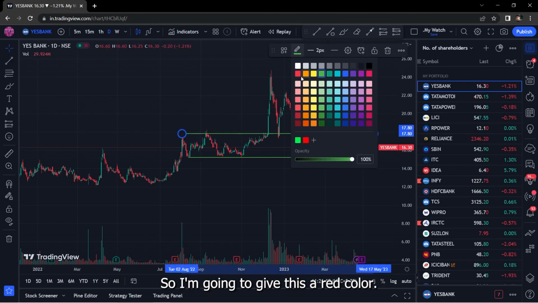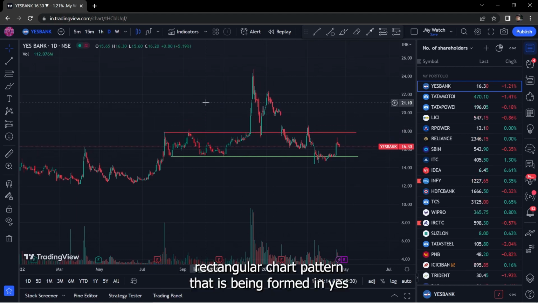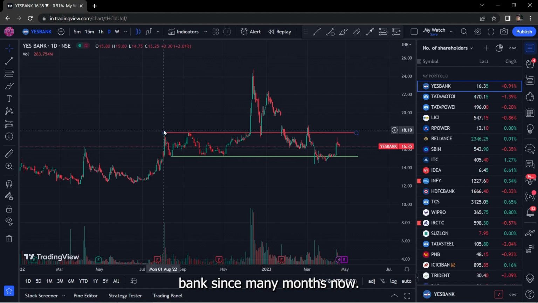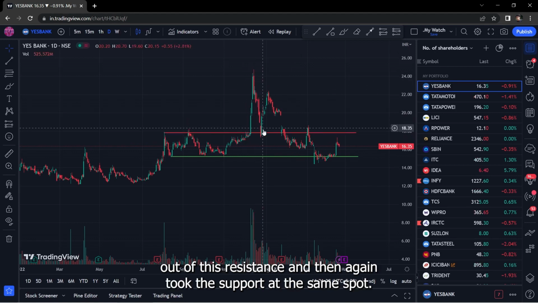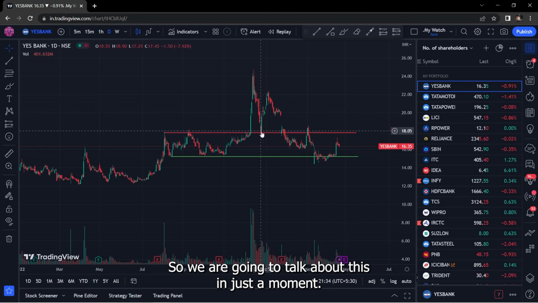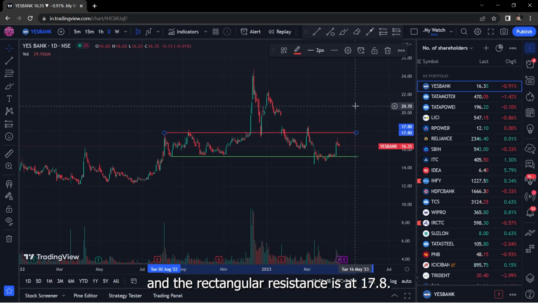So I'm going to give this a red color. Now as you can see, it is a very obvious rectangular chart pattern that has been forming in Yes Bank for many months now. But of course, there is this time period when the price broke out of this resistance and then again took the support at the same spot. We are going to talk about this in just a moment. As you can see, the support here is obviously at 15.20 and the rectangular resistance is at 17.80.